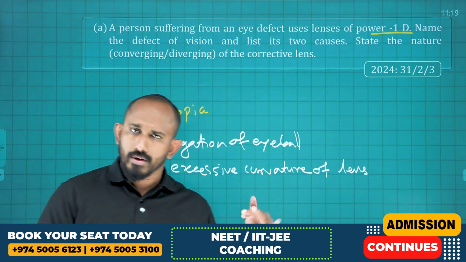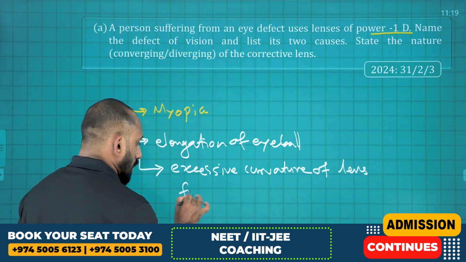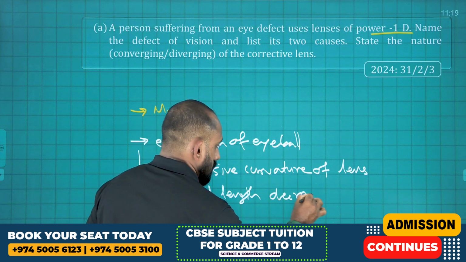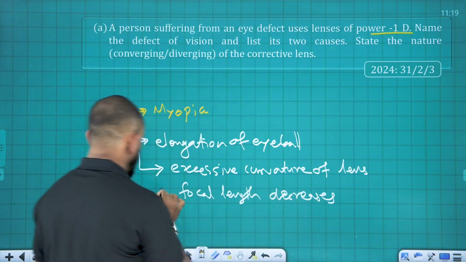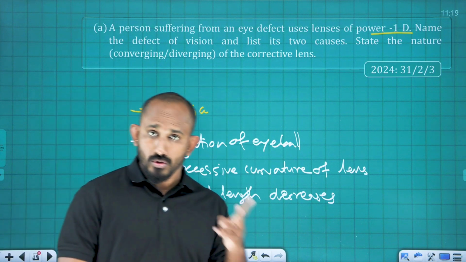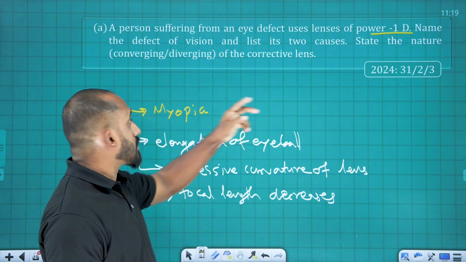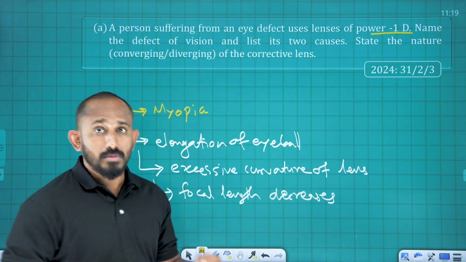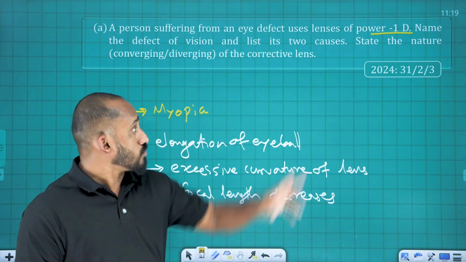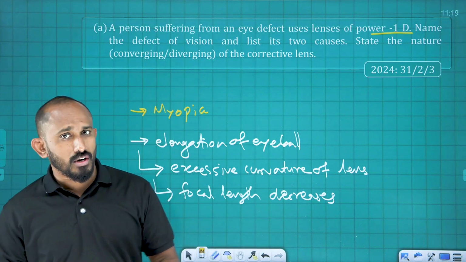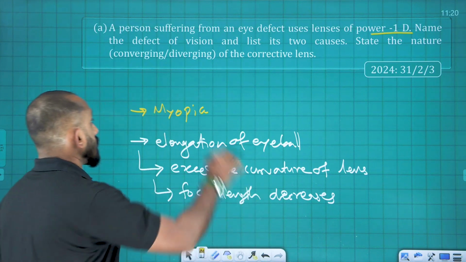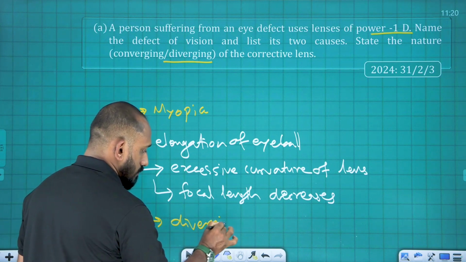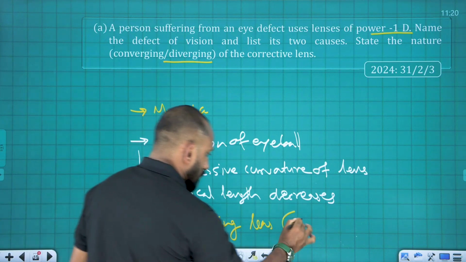Two reasons you can say, or you can say the focal length of the eye lens decreases. So you also get an idea. So two reasons you got. Now one more is there: state the nature of the corrective lens. Nature means is it converging or diverging? The power is negative, so it's a concave lens. A concave lens is diverging. So it is a diverging lens. It is concave.